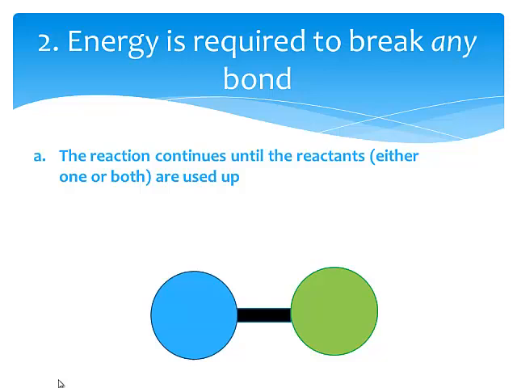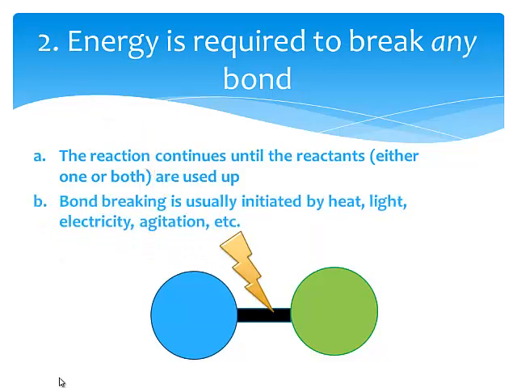Now, energy is required to break any existing bond. There's this idea that some bonds can be broken and some bonds can be formed without actually requiring energy. But no, all bonds require energy to break. The reaction will continue until the reactants, either one or both, are used up. Now, we can start that reaction by giving some form of energy, usually heat, light, or electricity. Sometimes we can use kinetic energy in the form of agitation or mixing, etc.